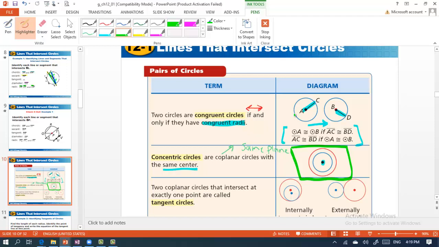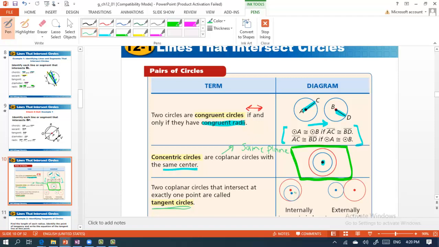What about the third one, coplanar? Two coplanar means the same plane. Circles that intersect at exactly one point are called tangent circles. Let us focus here. Tangent circles, this is the point of tangency, when they meet at exactly one point. Take the green line here. Tangent circles have to have a point of tangency. Where do they meet, the blue and the red circles?